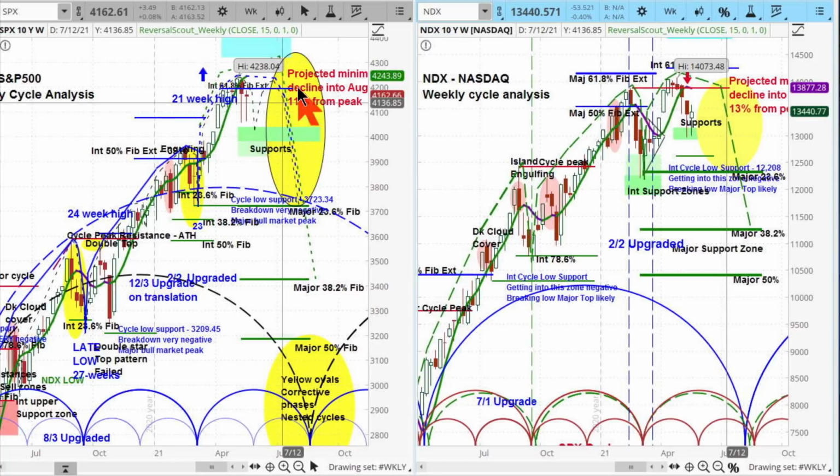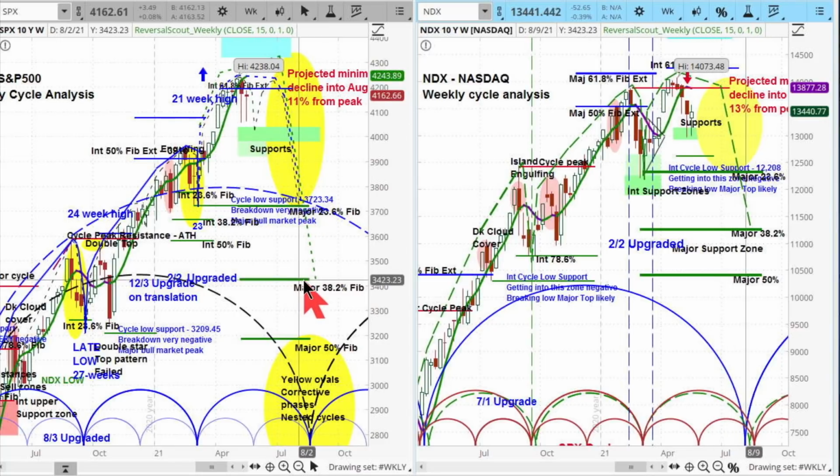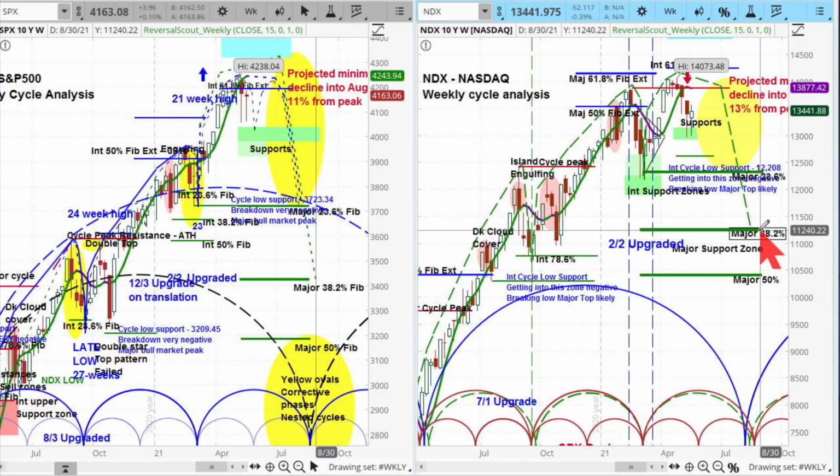There is a possibility that they get down to the 38.2% down over here. That's 34 and a quarter and a much bigger decline for the S&P 500. And this down over here is around 11,240 in the NASDAQ, which are pretty sizable declines.